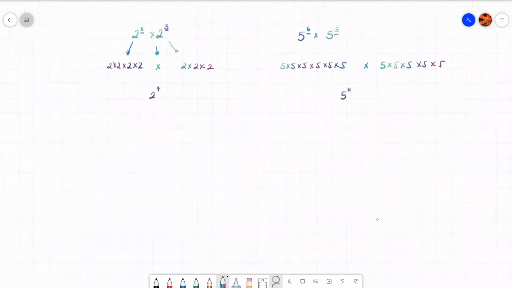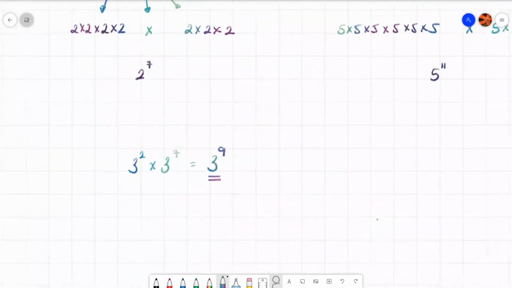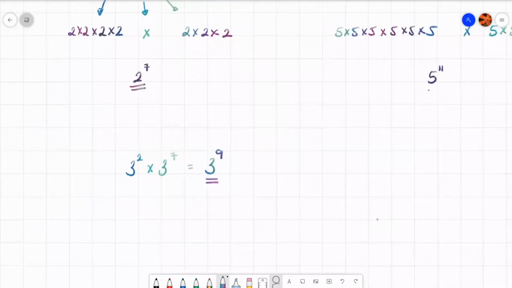Okay, so for example, we could have 3 squared times 3 to the power of 7. Well, rather than writing all that out, we can just keep the number 3 there. Well, 2 add 7 is 9, and that's it. We leave the answer like this. There's no need to work out what 3 to the power of 9 is. You just leave your answer in indice form as it is.